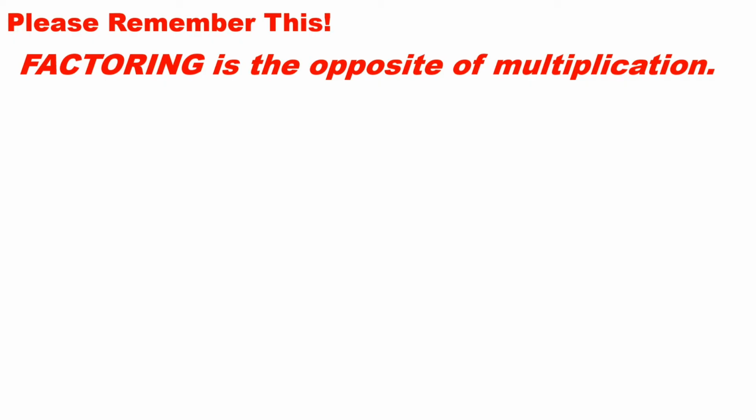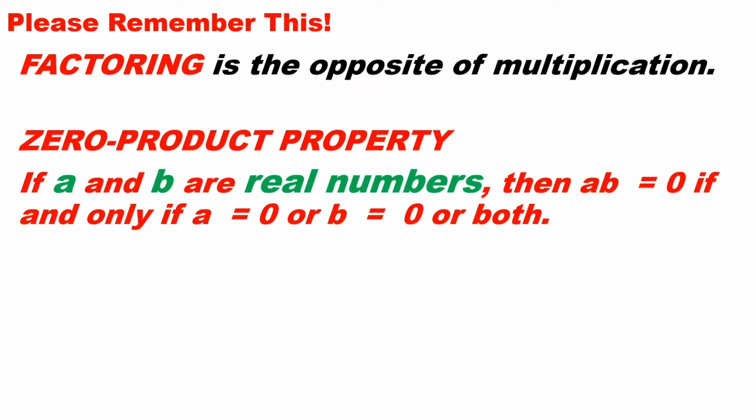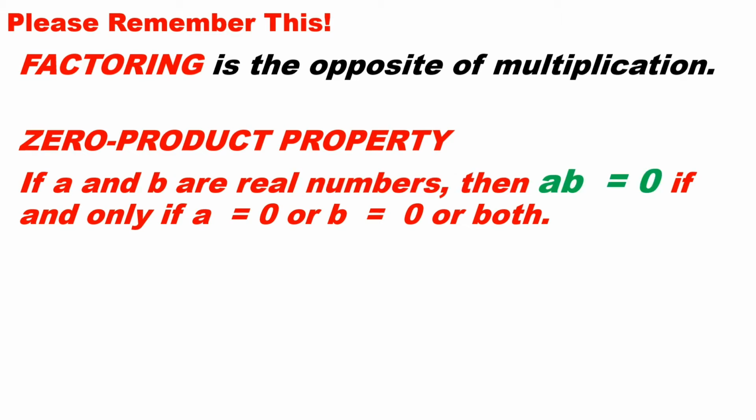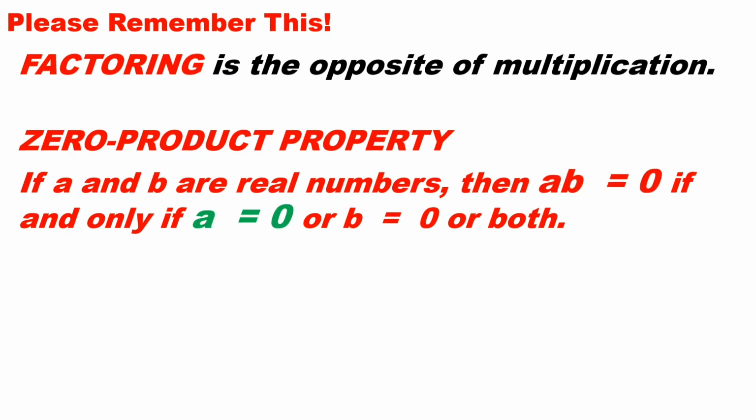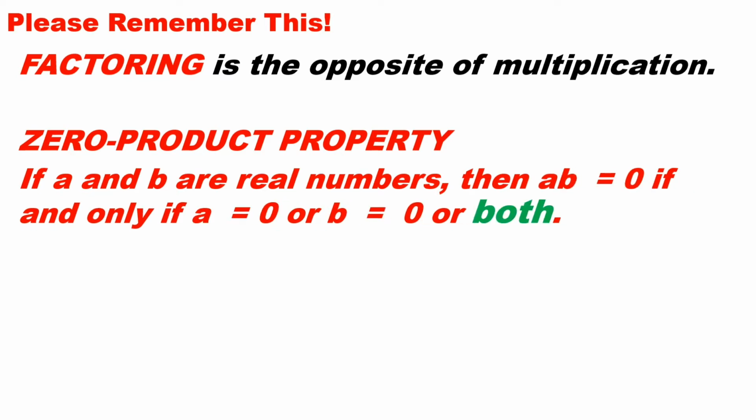And what is factoring? Factoring is the opposite of multiplication. In factoring, it is important for us to know the zero product property. It states that if A and B are real numbers, then AB equals 0 if and only if A equals 0 or B equals 0 or both.